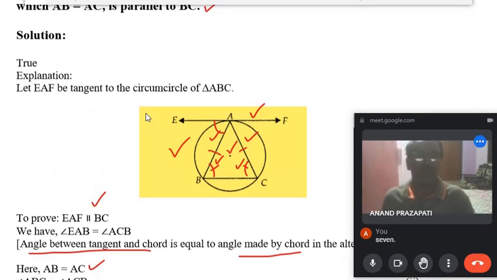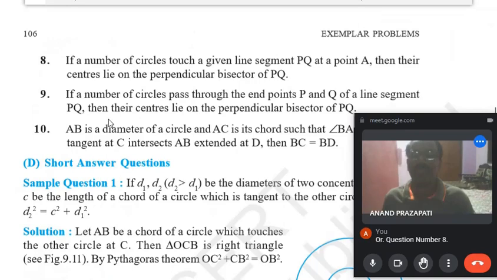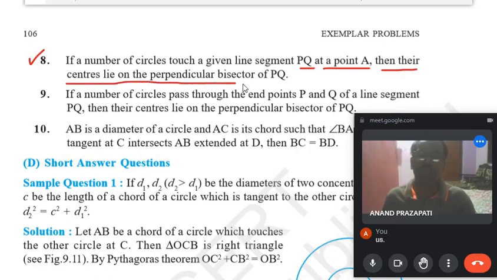Let's see the next question, question number 8. Now I am going to read question number 8. If a number of circles touch a given line segment PQ at a point A, then their centers lie on the perpendicular bisector of PQ. Hope there is no problem understanding this question.